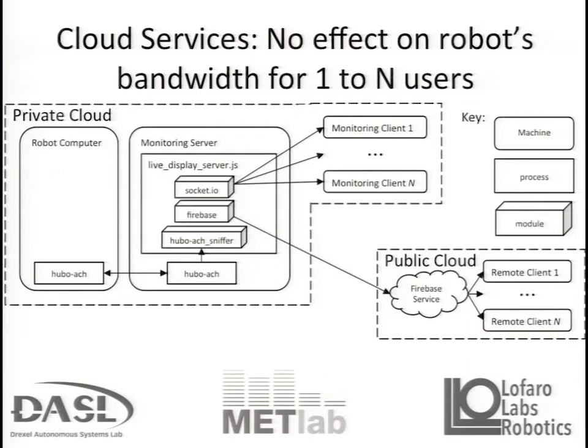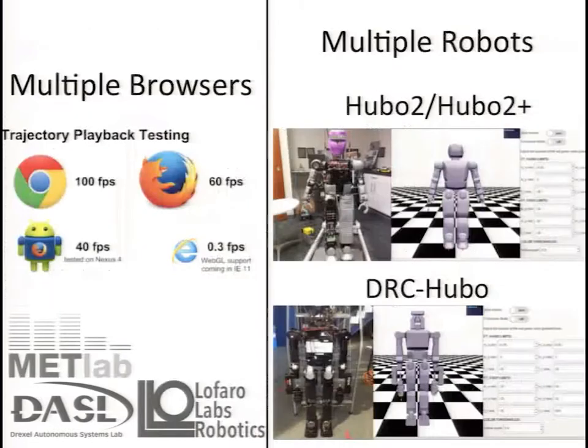If someone off-network wants to see, it's published over Firebase, so only one set of data is going out, and any number of users can use the system externally. So this is compatible with multiple robots. We've done it with DRC Hubo and Hubo 2 Plus, with multiple browsers.